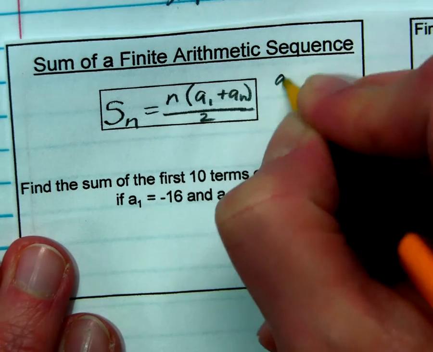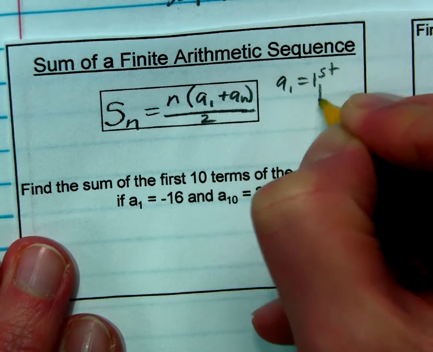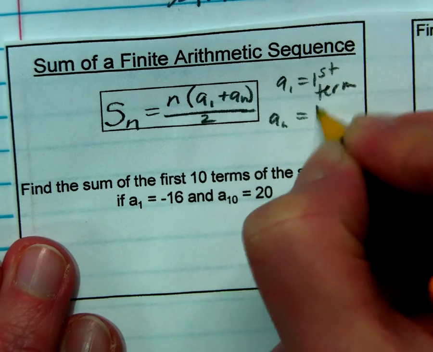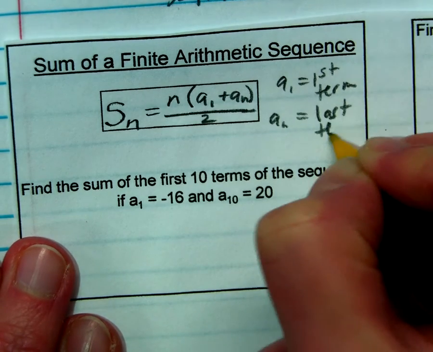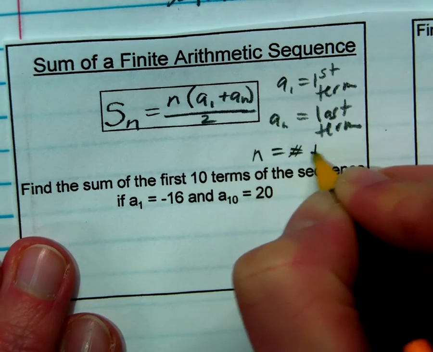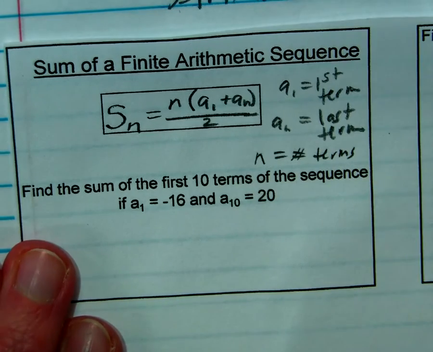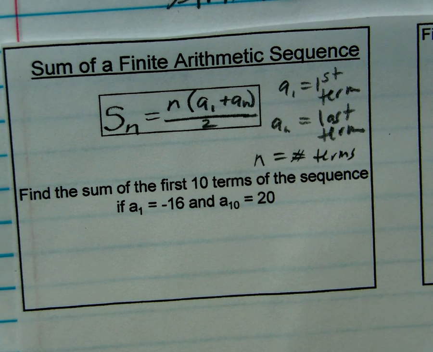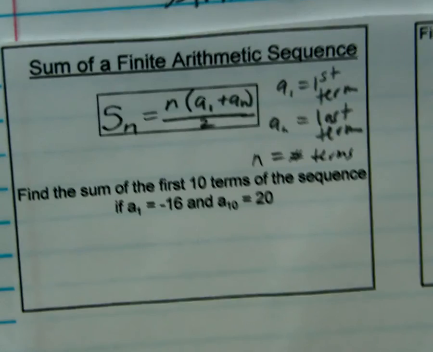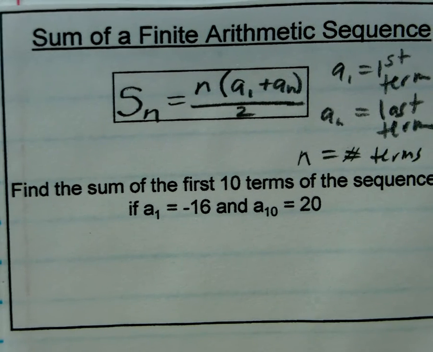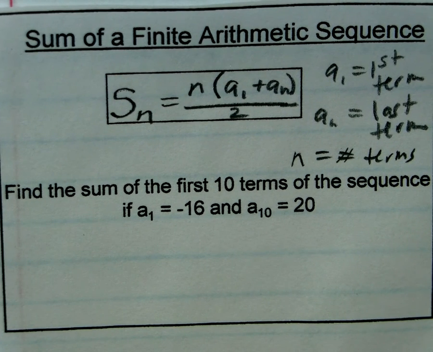So the a1 is your first term, an is your last term, and n is the number of terms. So those all mean the same thing that they have in previous lessons. We're just using the same notation.